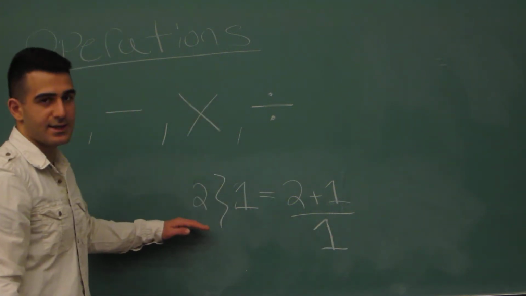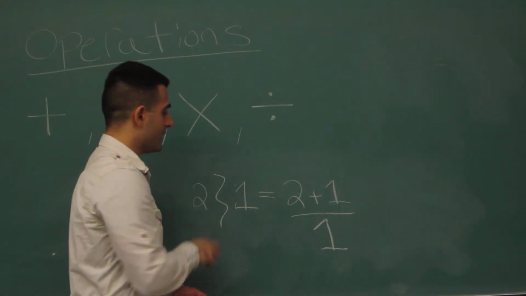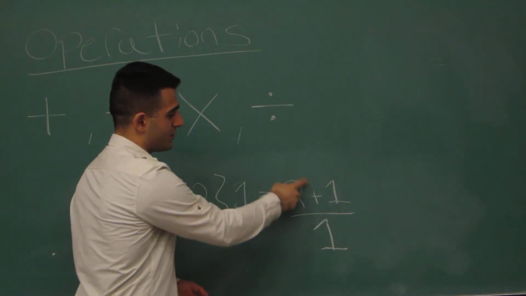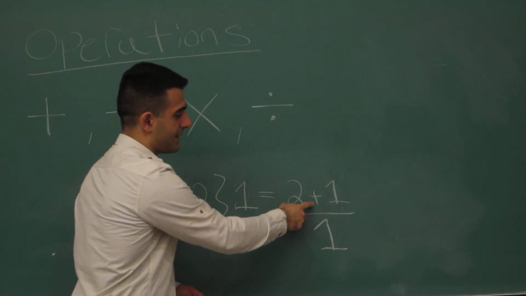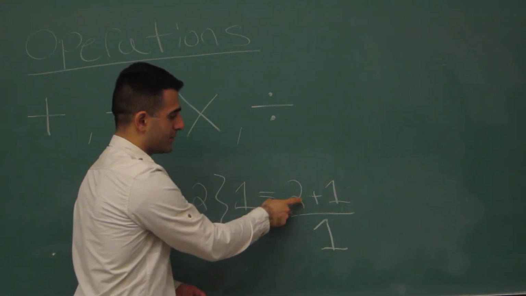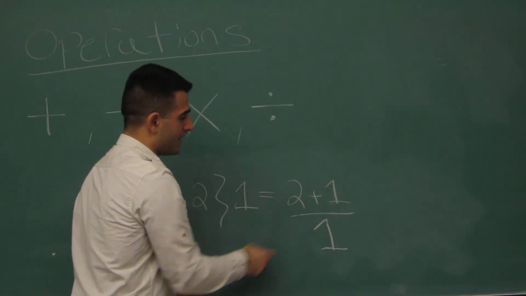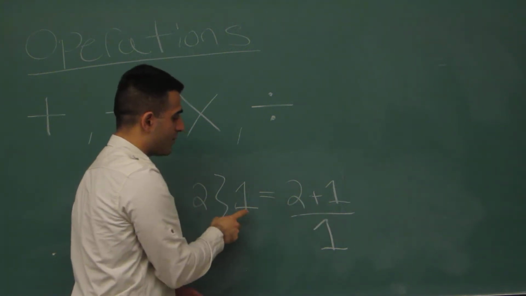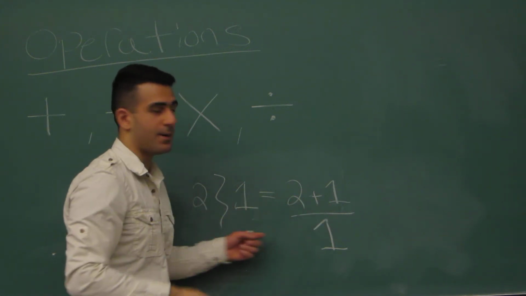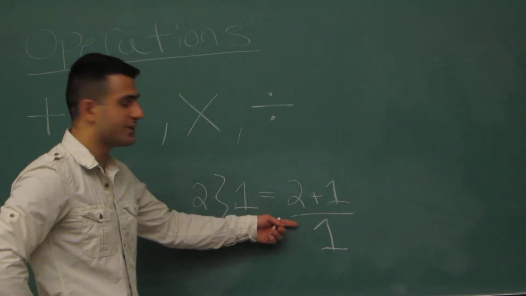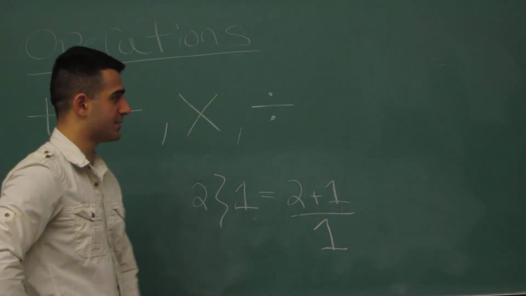So the squiggly line symbol tells us the following. You take whatever that first number is, which was 2, you add the second number to it. So 2 plus 1, and then we also divide by 1. So this is what the squiggly line operation represents.